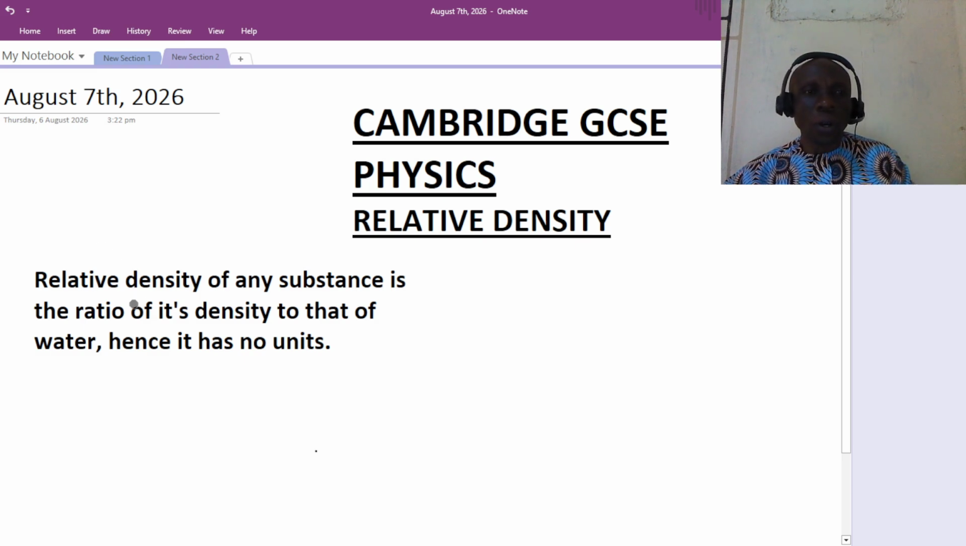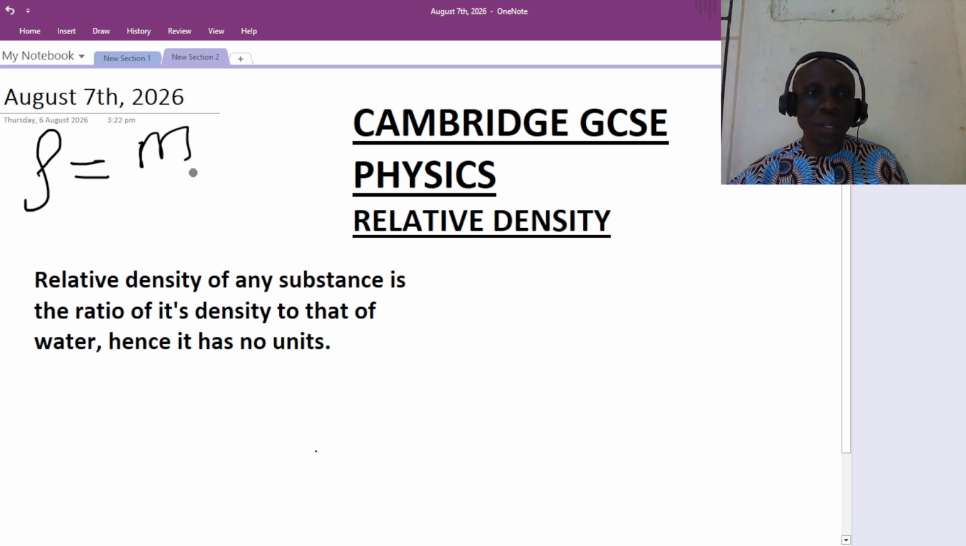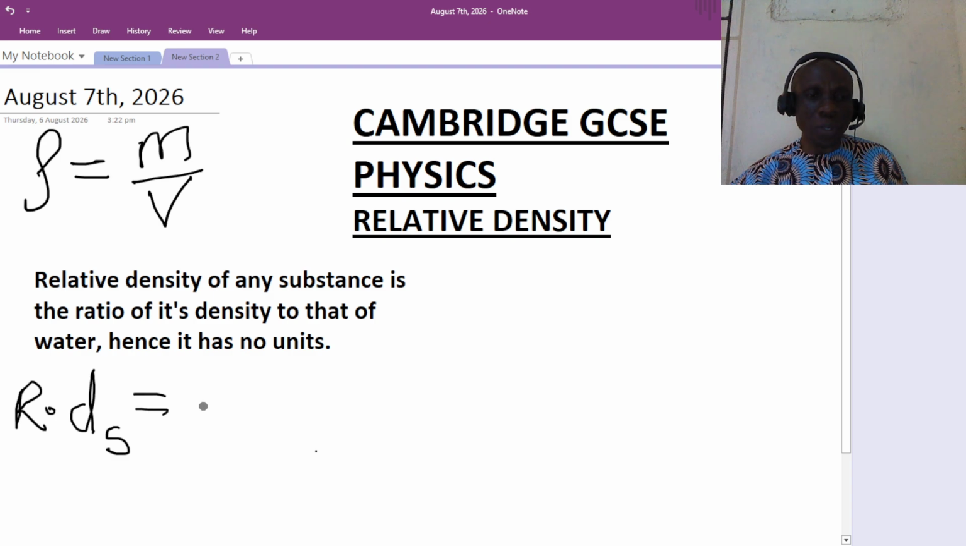So, for relative density, we need to recall that the density of any substance is always mass of that substance divided by what? The volume of that substance. Okay, so like I said, relative density is the ratio of the density of that substance to that of water. If we are looking at the relative density of any substance, we don't know what the substance will be. Let's call it subscript S. So we are looking at the density of that substance divided by what? The density of water, from the definition here.